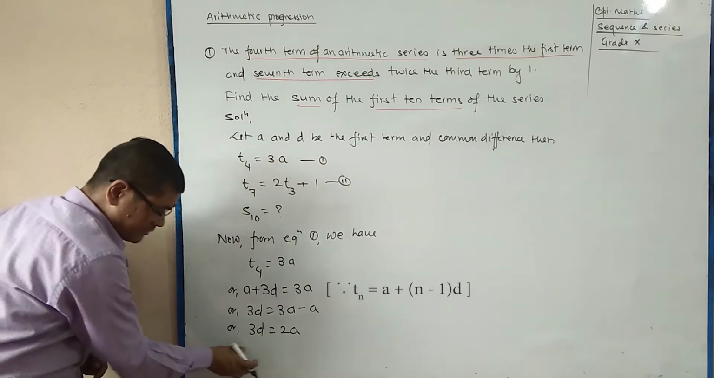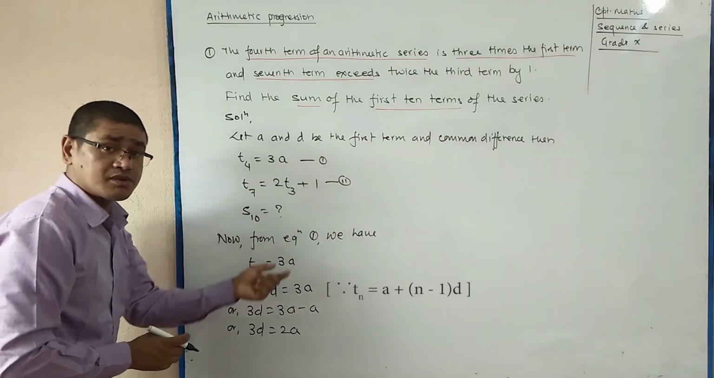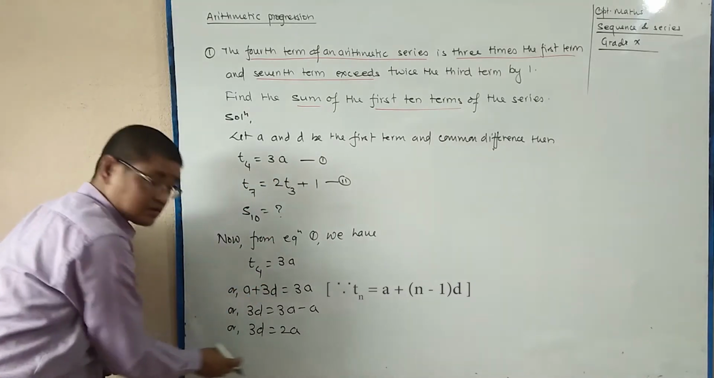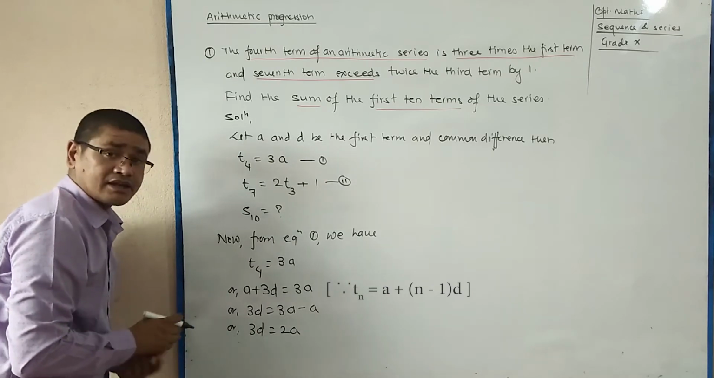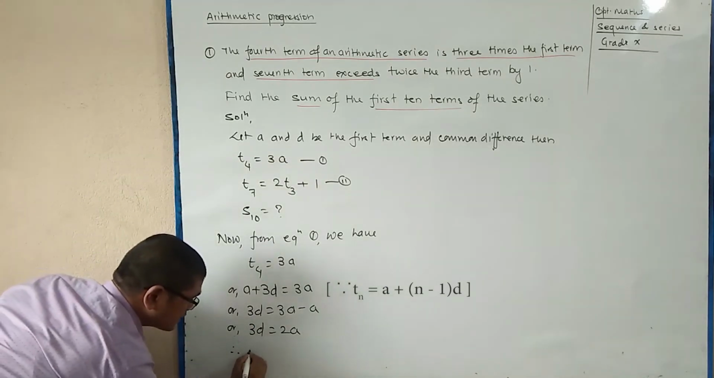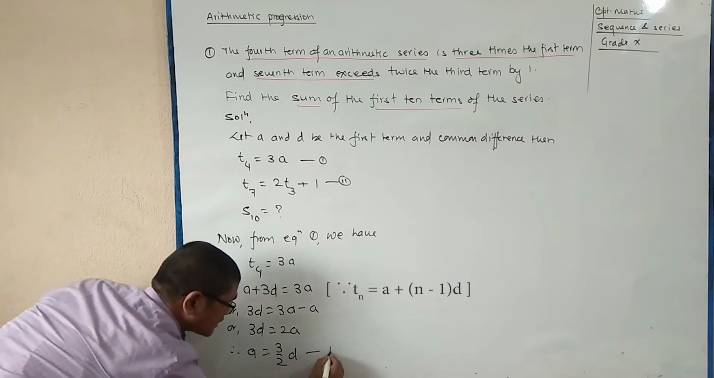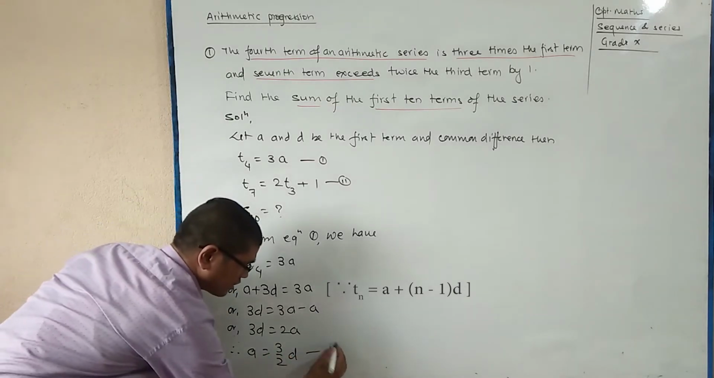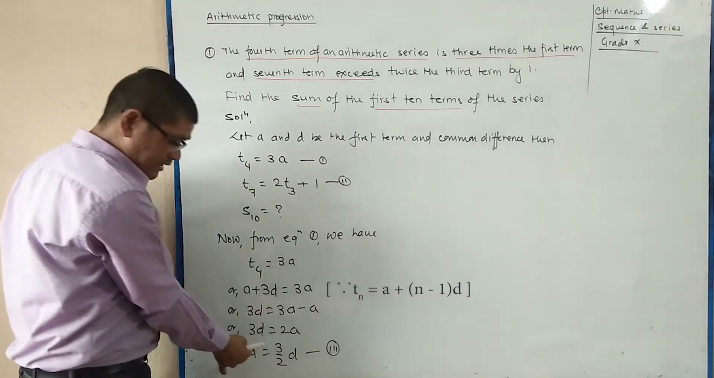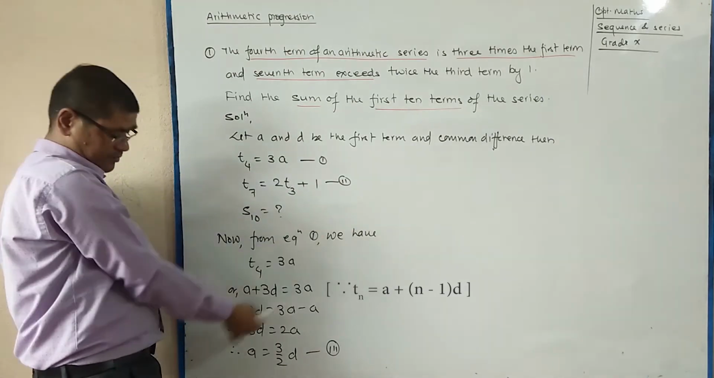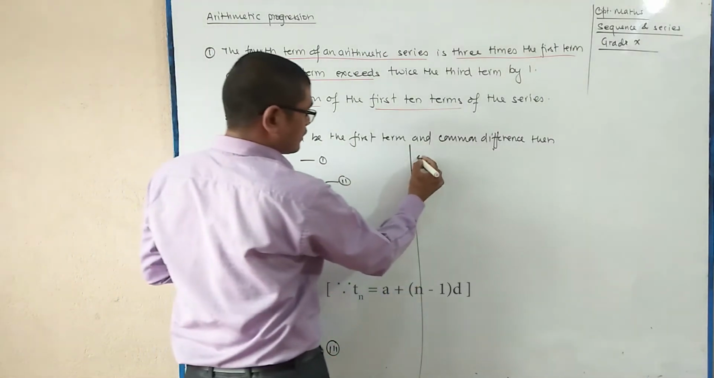Clear? Leave some space here. If you are using the substitution method, then according to what type of value you need there, you can manage, or you can directly do like this. Therefore A equals 3 by 2 D as equation third, because first and second we have already supposed. Or you can leave space here, and according to the requirement you can manage here.